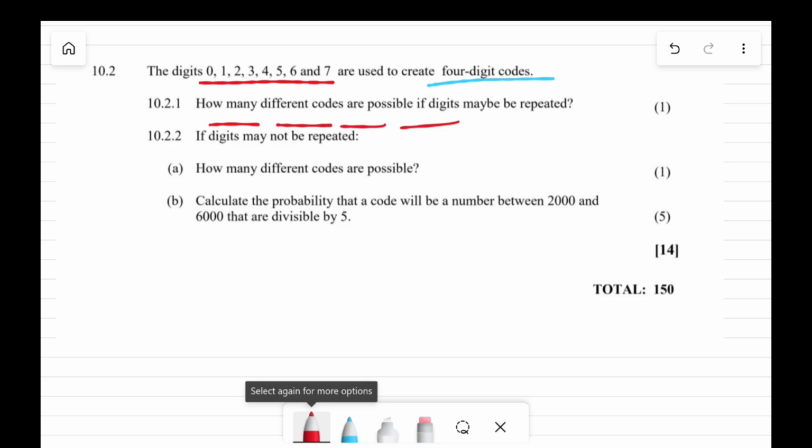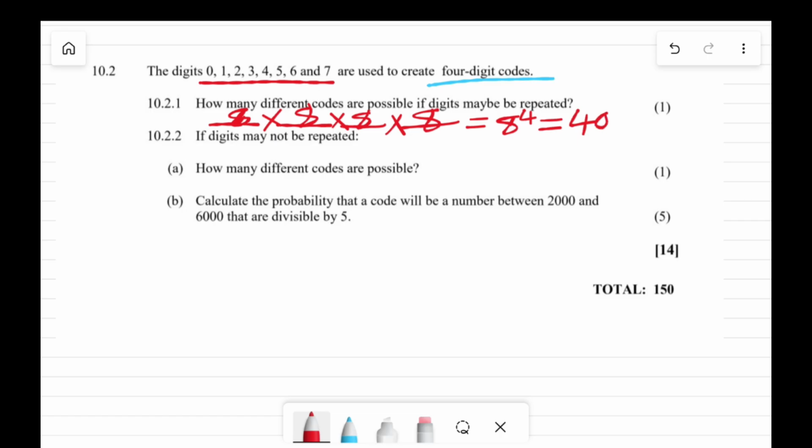In total, there are 8 digits. So in the first slot, I'm going to write an 8. In the second slot, it's an 8 again, because I'm repeating these digits. The third slot is still an 8. The fourth slot is still an 8. Then you multiply like that, and this is the same as 8 to the power 4. And 8 to the power 4 is the same as 4096. That is our solution.